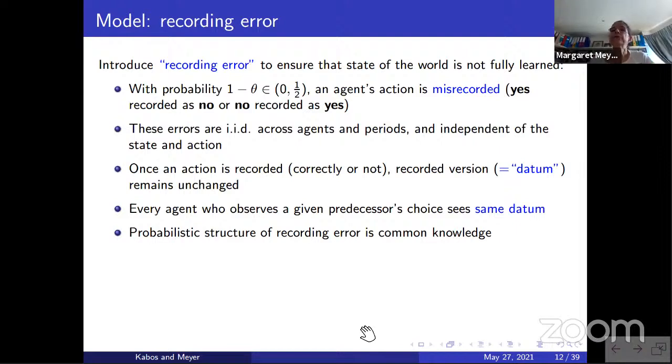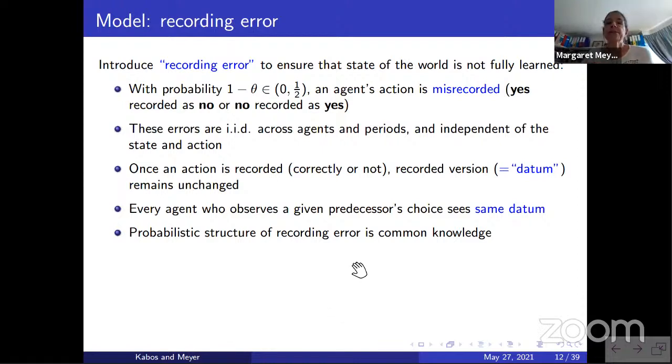These recording errors are IID across agents and across periods and independent of the state and action. Once an action is recorded, correctly or not, the recorded version, which I'm always going to call the datum, remains unchanged. Every agent who observes a given predecessor's choice sees the same datum, and the probabilistic structure of recording error is common knowledge. So, of course, I could have modeled this.